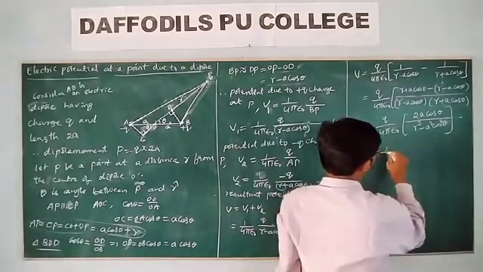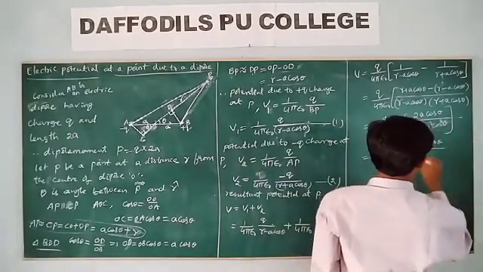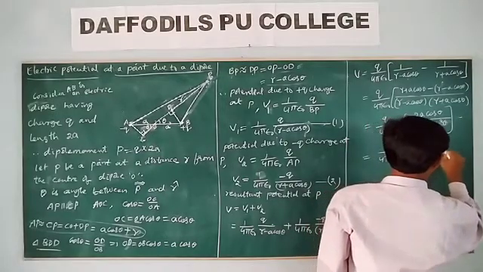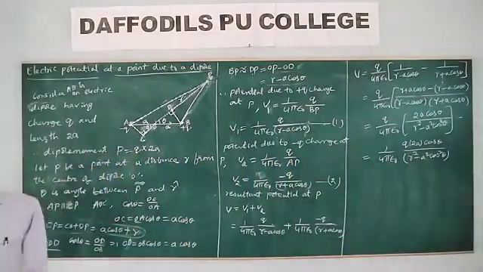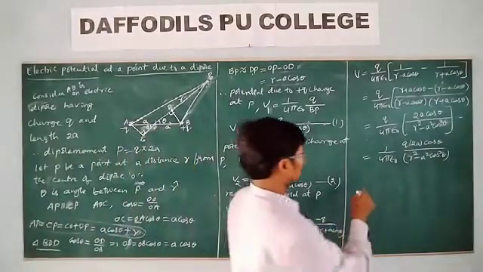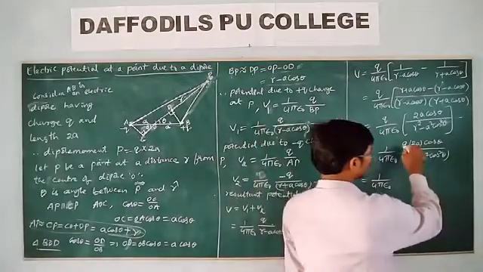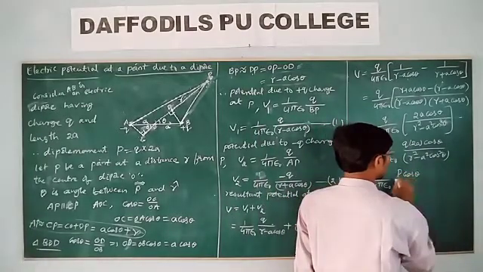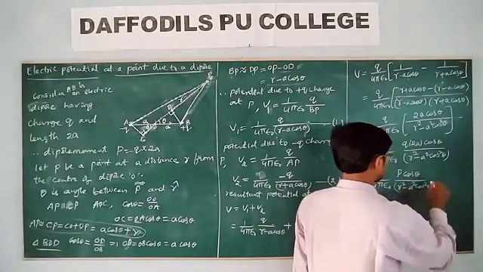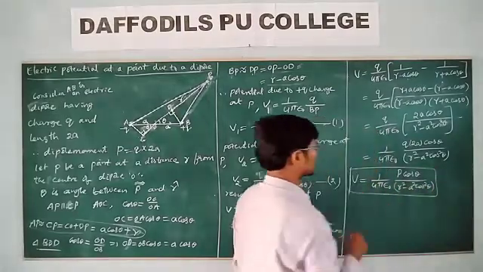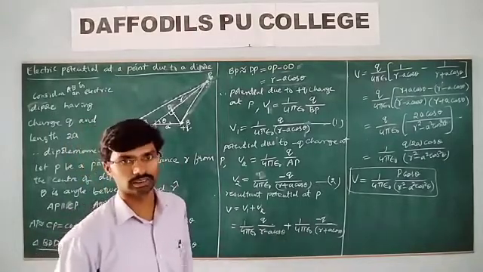That is equal to 1 by 4 pi epsilon naught Q into 2a cos theta by R square minus a square cos square theta. Remember, Q into 2a is nothing but the dipole moment. Let me write 1 by 4 pi epsilon naught into p cos theta by R square minus a square cos square theta, the final expression for the electric potential due to this dipole at any point.